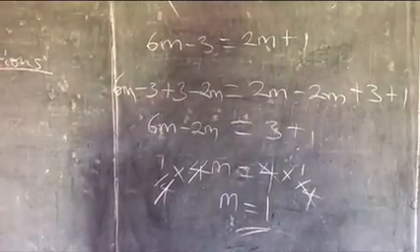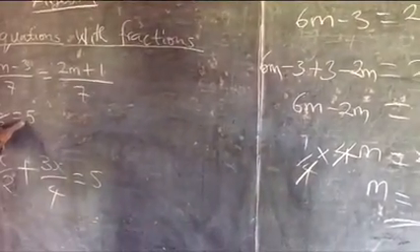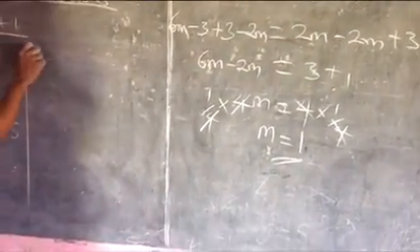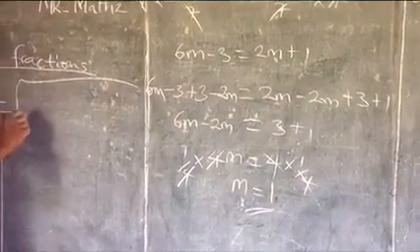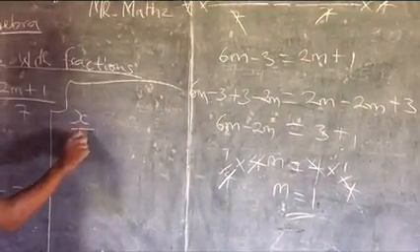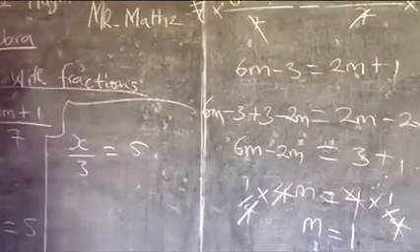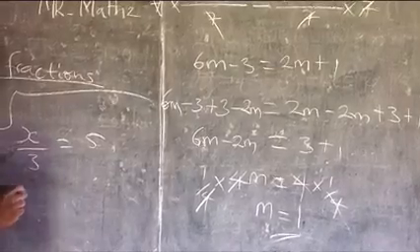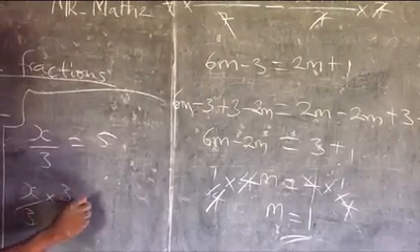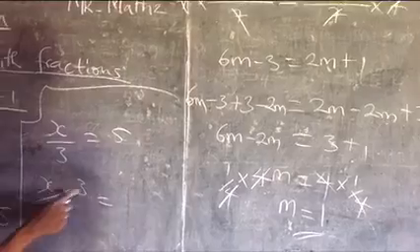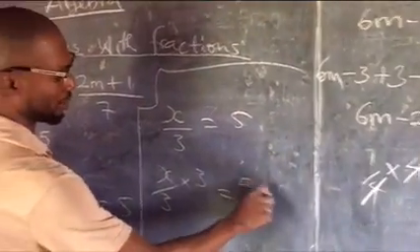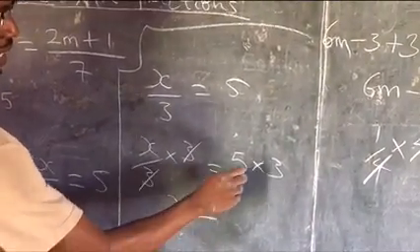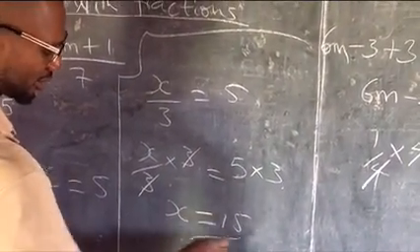Now we do the next one, this number 2 here. We get something like this: x over 3 equal to 5. Now I want to remove this 3. What I will do is multiply it by 3, and because I multiply this side by 3, I multiply the other side by 3 too. So this one will cancel this one, I get my x standing, and then this times this will give me 15.